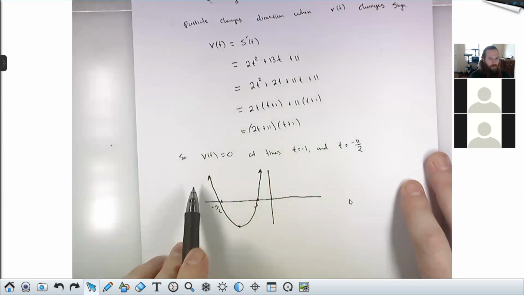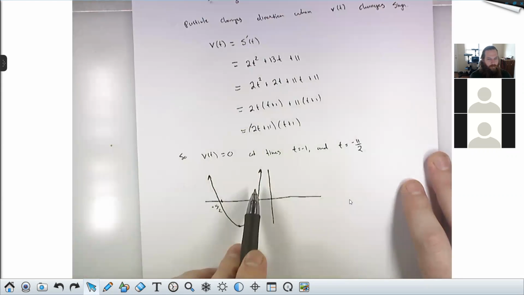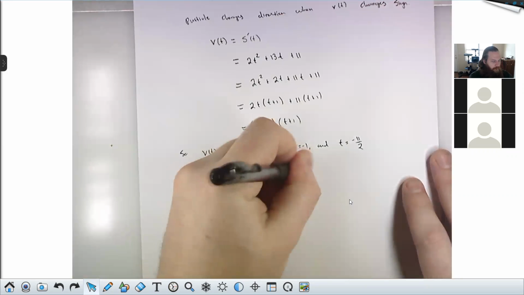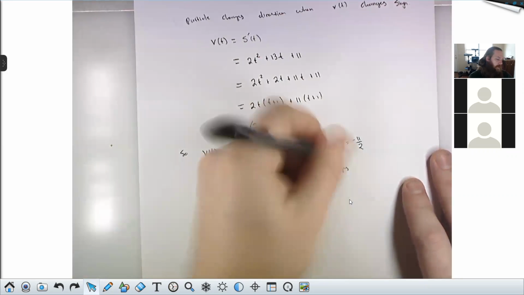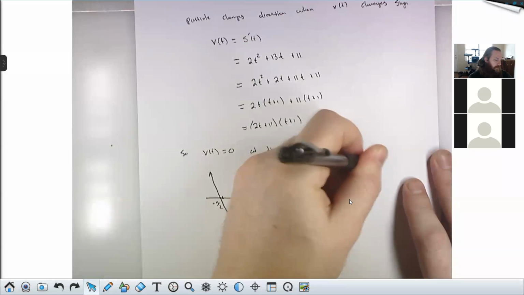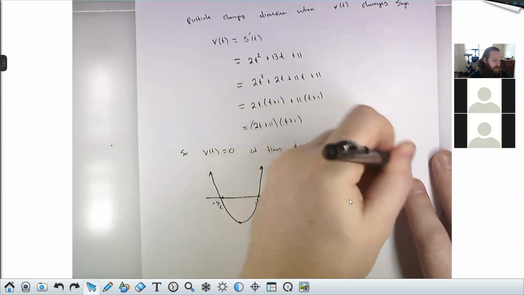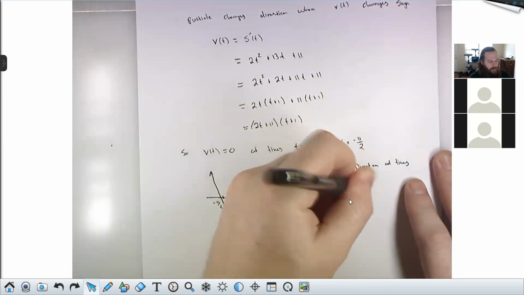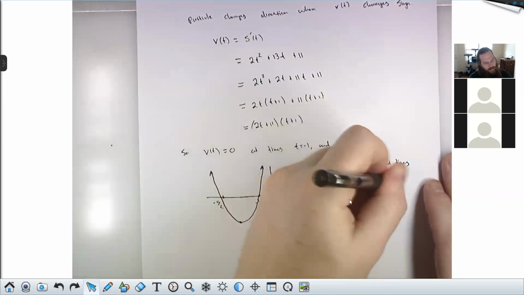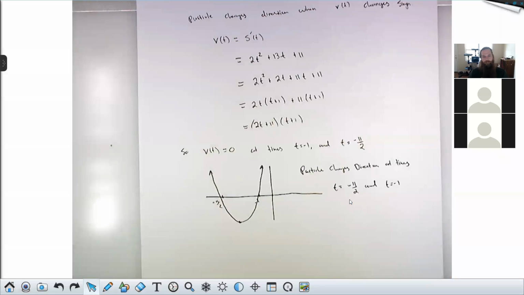So we're negative, positive, negative, positive. So the particle changes direction at times t equals -11 halves and t equals -1. Those would be two possible answers here.